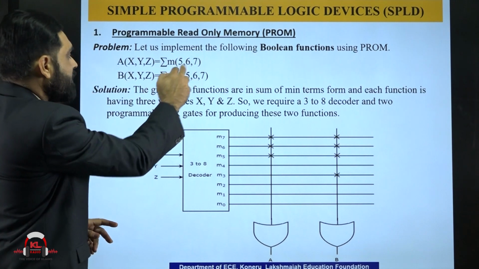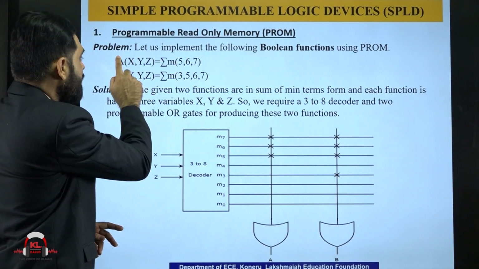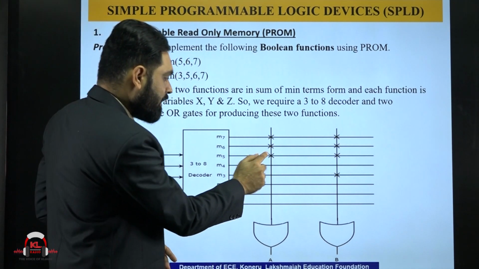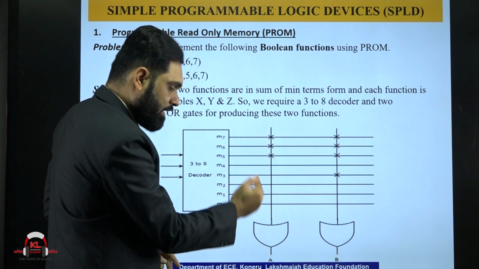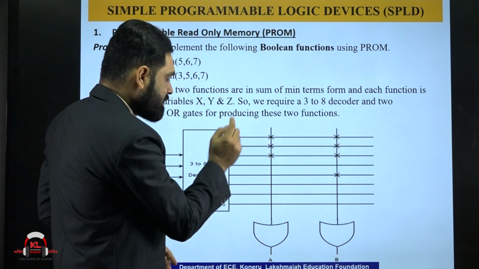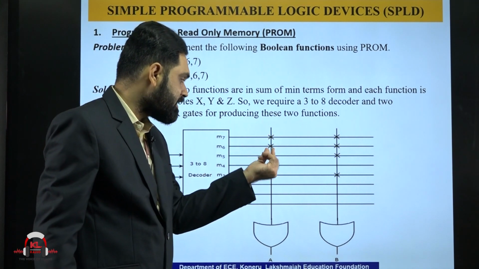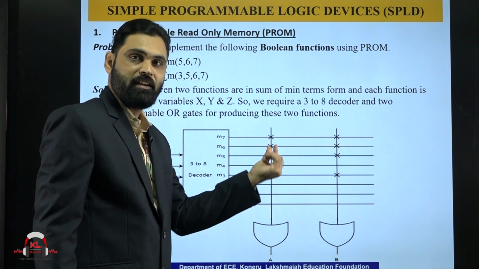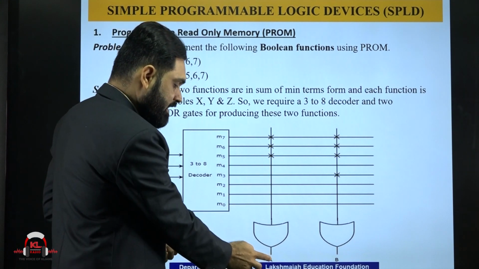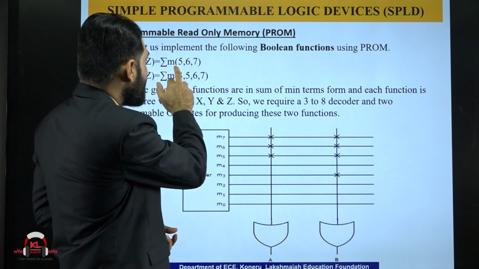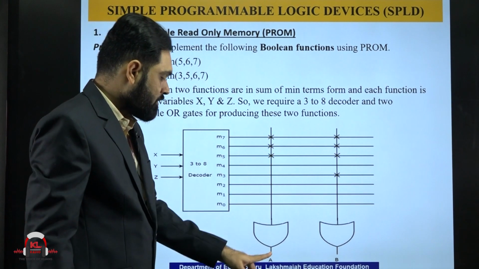Here already it is fixed. For 5, 6, 7, A should be 1. So simply what we have done, we have taken an OR gate that is connected to 5, 6, 7. This X mark indicates that there is a connection, a switch is connected here. So this A is connected to only 5, 6, 7.